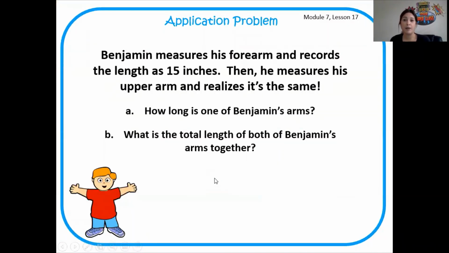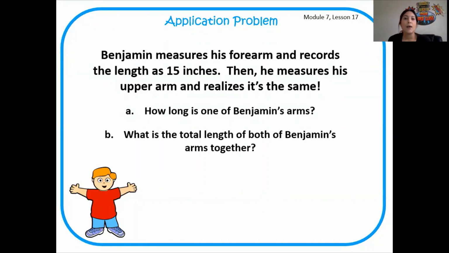Let's go ahead and go on our application problem. So on your workbook, application problem for lesson 17, and the page is 235. All right, let's read what the problem says.